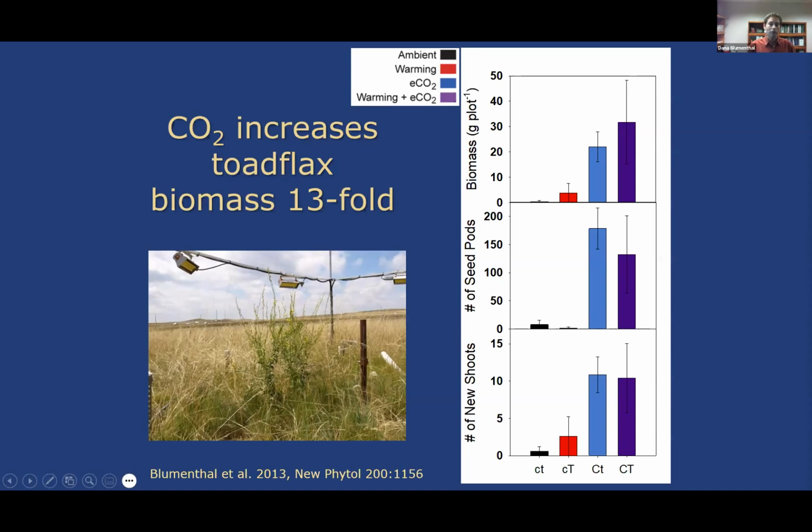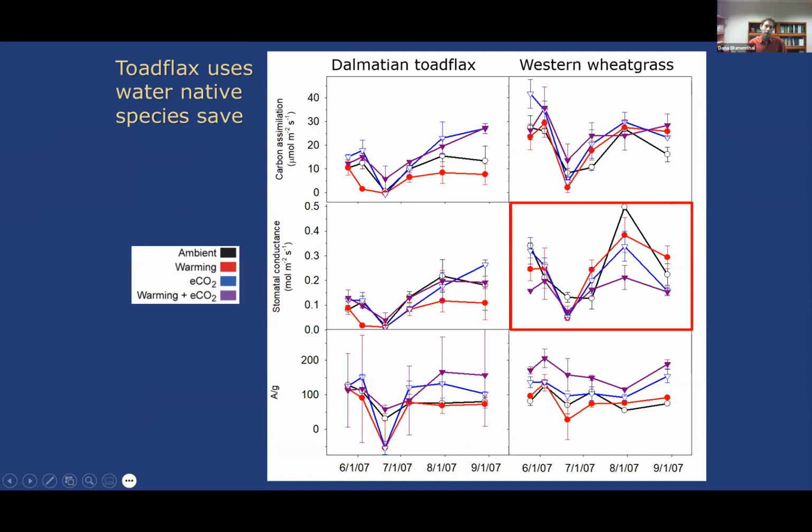Now, this is stronger than almost any CO2 response that's been seen in the literature, and it raises the question of why. Well, luckily, in the intervening years, while toadflax was growing, we decided to look into gas exchange measurements, and they shed some light on this situation. So in these graphs, we have carbon assimilation, that is photosynthesis, stomatal conductance, and water use efficiency for both Dalmatian toadflax and Western wheatgrass, which is the dominant native C3 grass in this ecosystem.